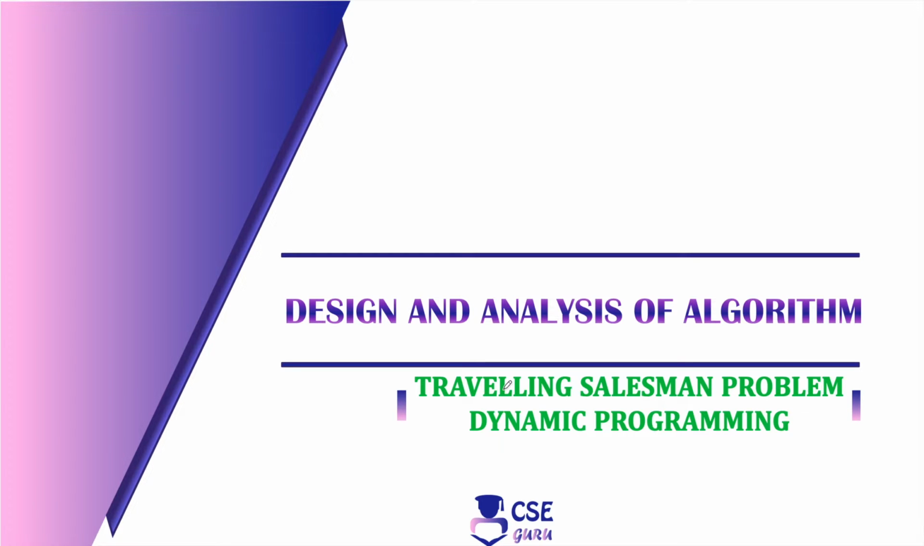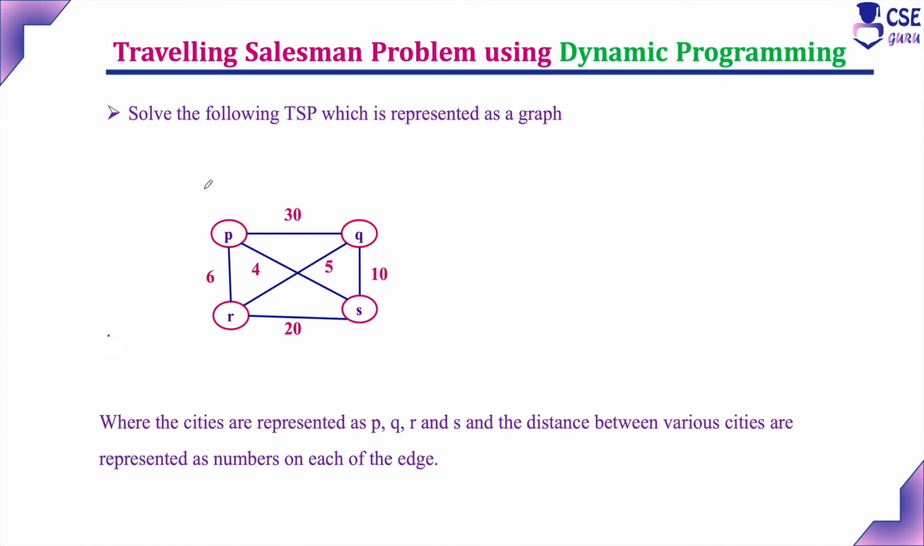Already, we have discussed one example, how to implement it with the tabulation method and also the simple approach. This is the second example. In both methods, we will implement it. The problem is to solve the following TSP, which is represented as a graph.